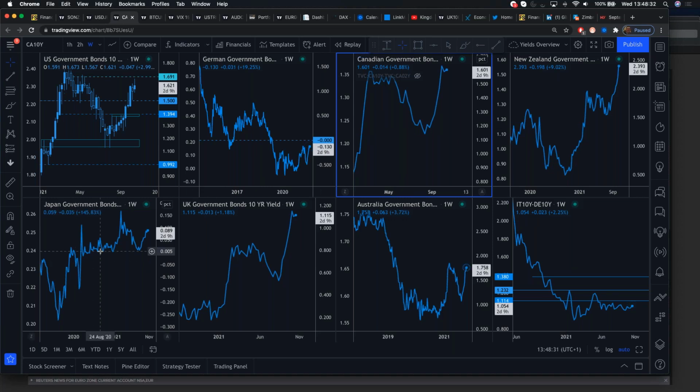Why not in Japan? It's because Japan are using what's called yield curve control. And what yield curve control means is they won't allow the 10-year Japanese bond to move above 0.10. They are actively entering the market so that the yield does not push above 0.10. That means there's a massive yield differential between the major pairs.